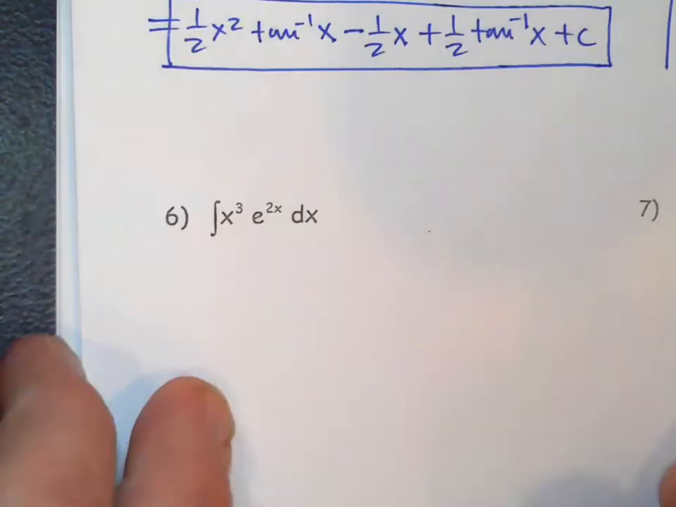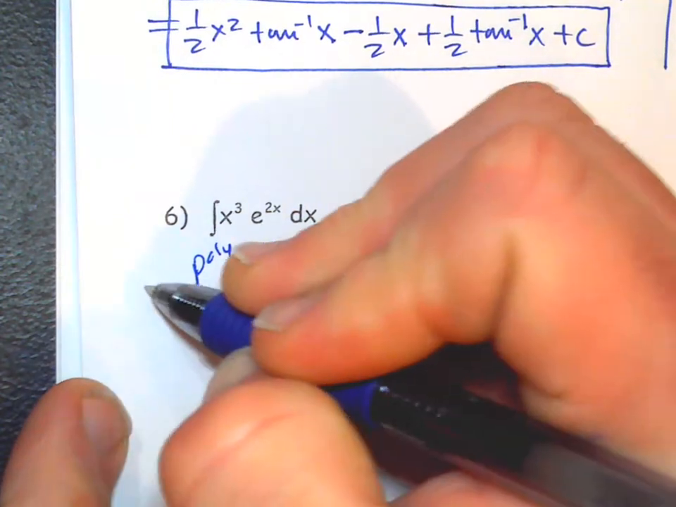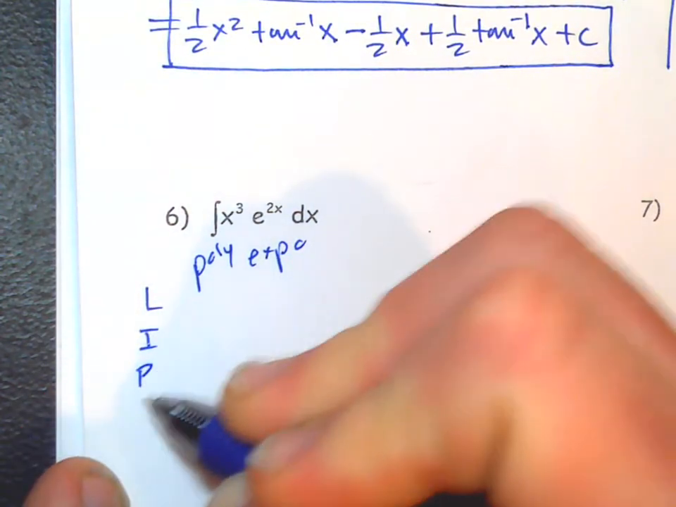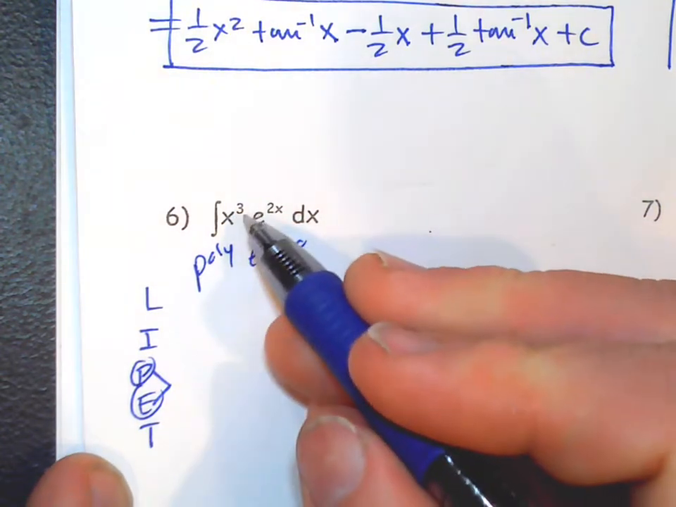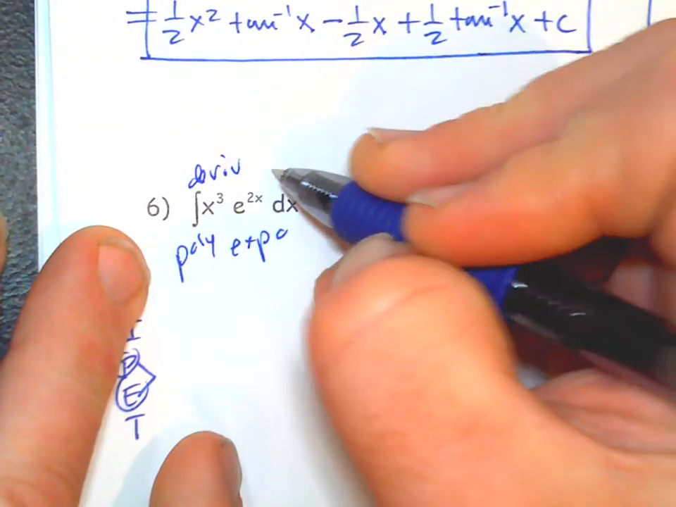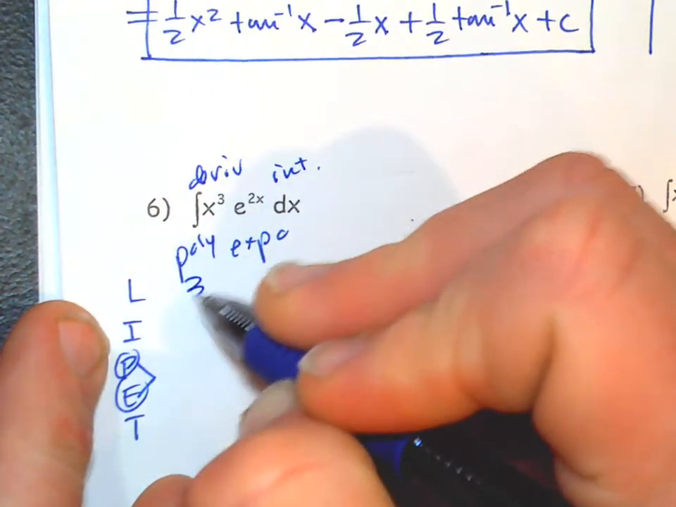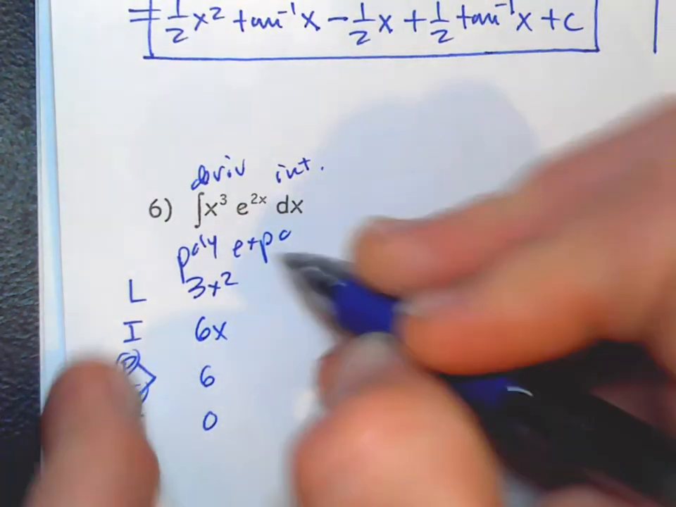Okay, next one, Polyexpo. LIPET. Polyexpo, we can use the shortcut. This is going to be repeated 3 times to eventually get rid of that, so this shortcut is super helpful here. 3x squared, 6x, 6, all the way down to 0. Integrate this side. Now be careful.